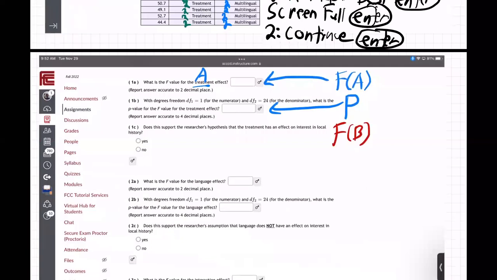And then it wants you to answer, does this support the researcher's hypothesis that the treatment has an effect? Has an effect. Well, if the p is low, then it's a yes, right? That's when something is having an effect. If the p is low, it's significant. There's a low chance of luck. It's really powerful data. Now, lower than what?